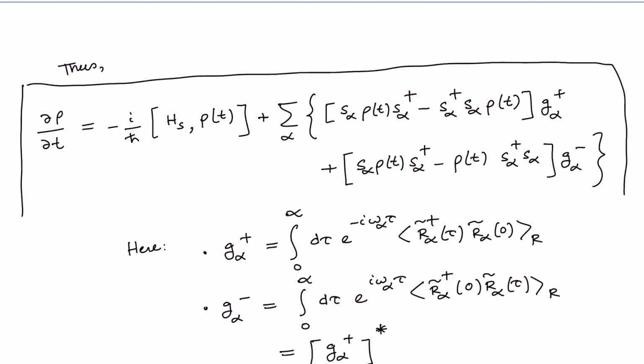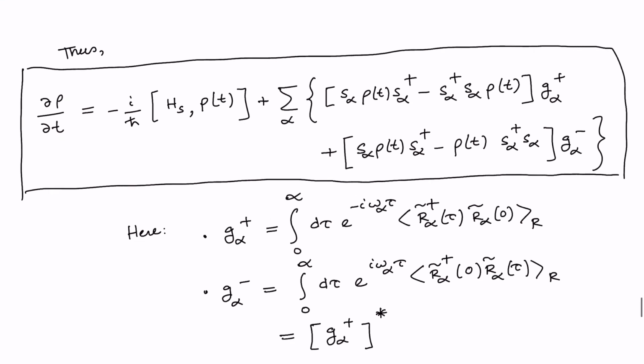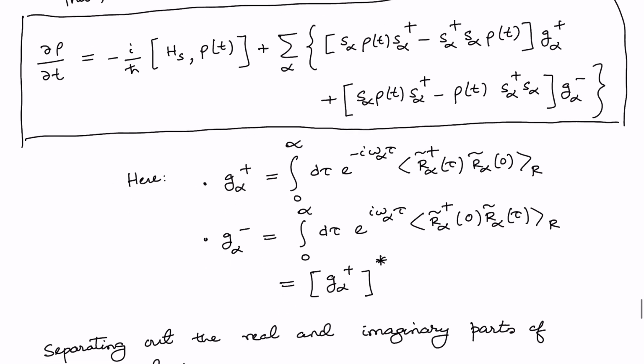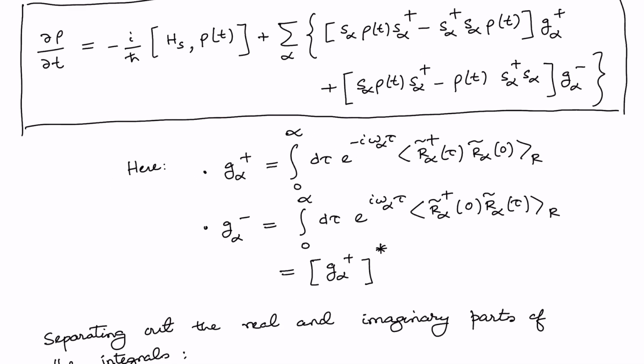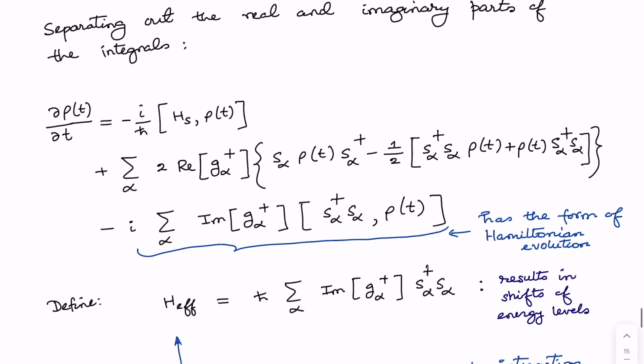we can now write the evolution equation for the system density operator in this particular form. And also you note that earlier this term z plus alpha beta and z minus alpha beta we will now redefine as z alpha plus and z alpha minus, and z alpha minus is actually the complex conjugate of z alpha plus. It's a complex quantity. Now if we separate out the real and the imaginary parts of the integral, then we can rewrite this expression for the evolution equation for the system density operator in this particular form.